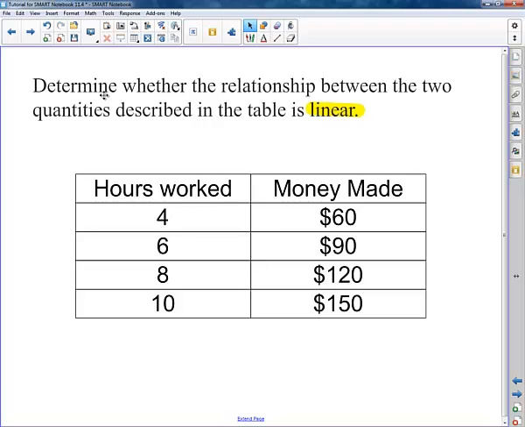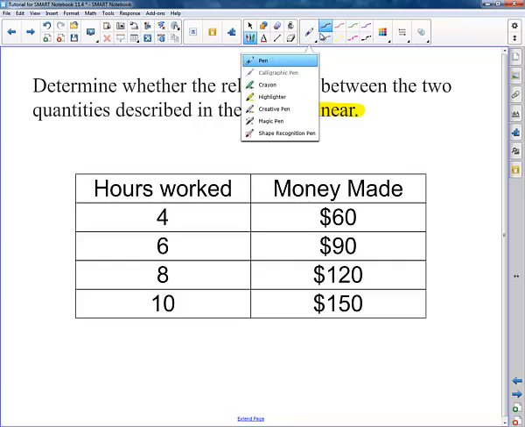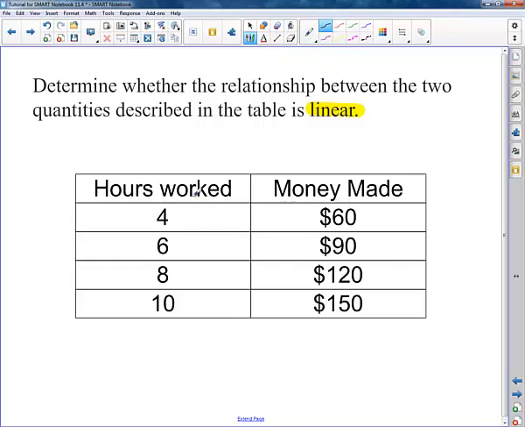And we want to determine whether the relationship between the two quantities described in the table is linear. So I need to figure out is there a relationship between these two numbers. And to do that, all we have to do is take the output. So this is like your x coordinate. This is your y coordinate. To find the relationship, you take the value of y divided by the value of x. So it's output divided by the input.